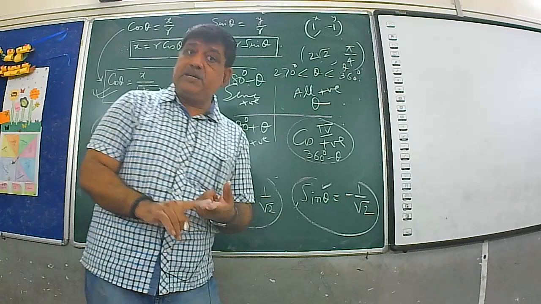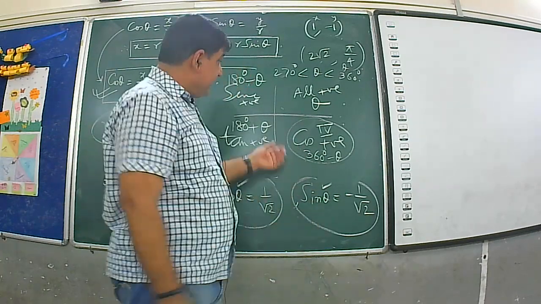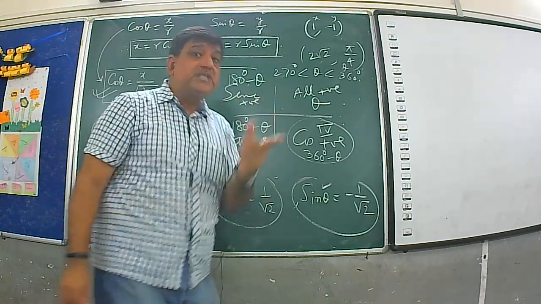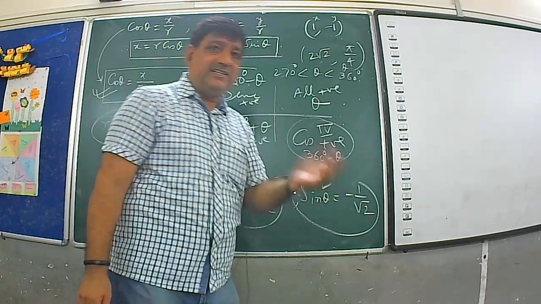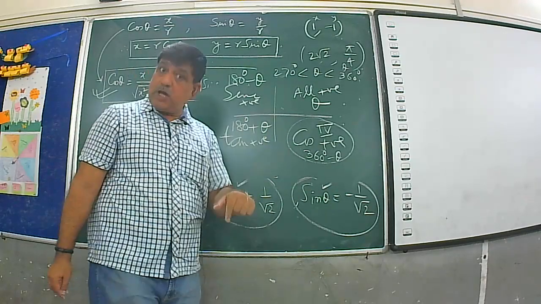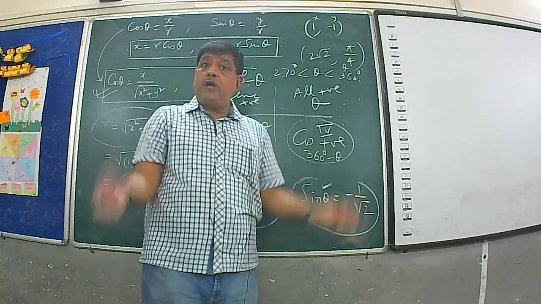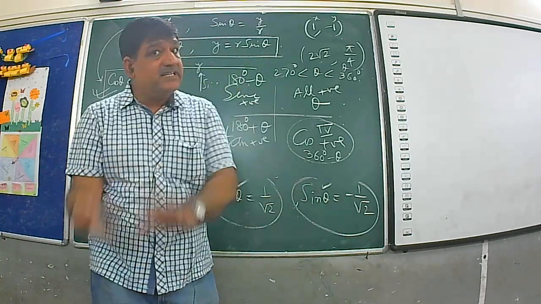Yes, you can apply it, but the technique is that cos 270 changes to sine. There is a change because 270 is 3 into 90 degree, and that's why it will create a problem. For 360, it is 4 into 90, so there will be no problem. Cos remains cos, sine remains sine.